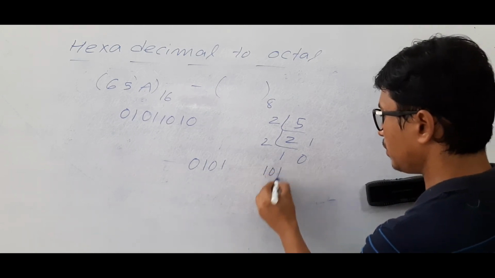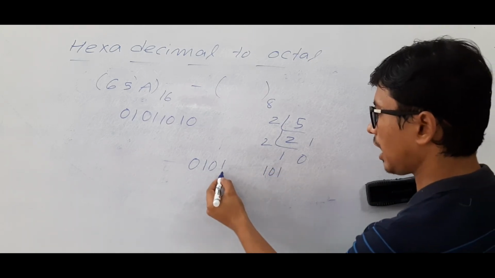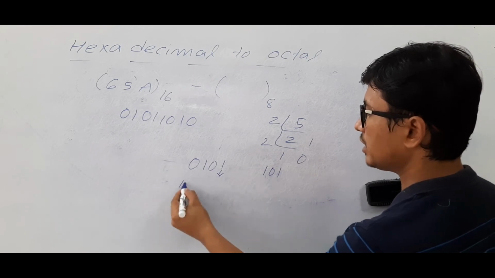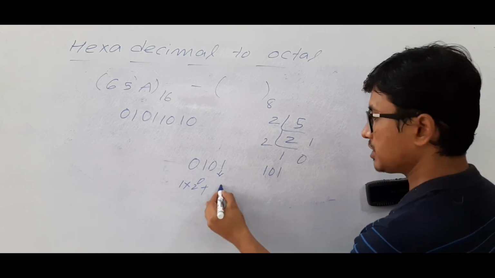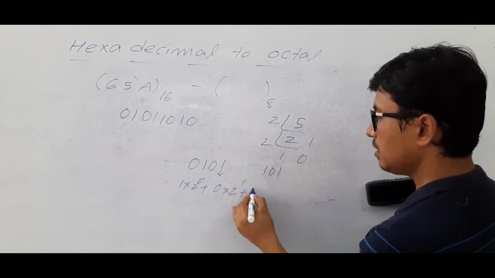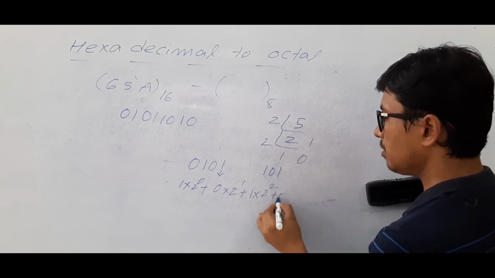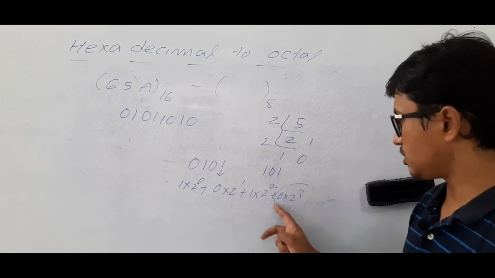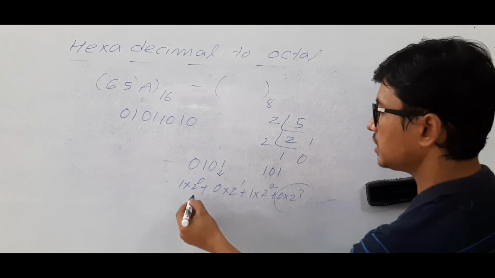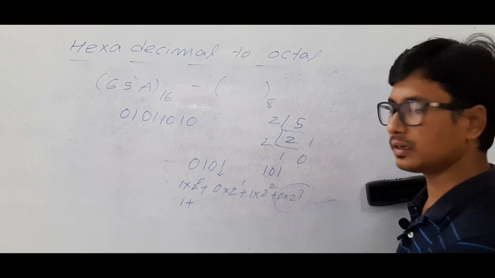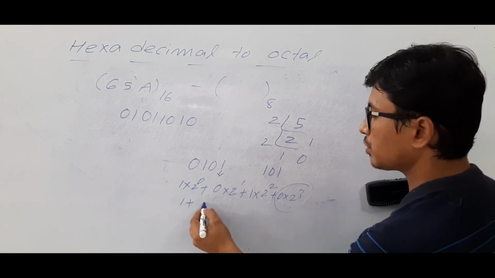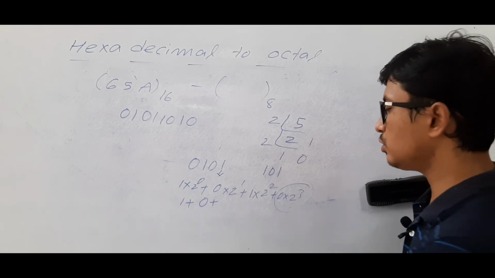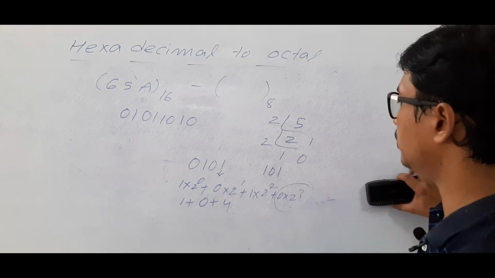Is it clear? If you write it as 0101 or 101, both are the same. If you have a doubt, you can check it. This is 1 into 2 power 0 plus 0 into 2 power 1 plus 1 into 2 power 2 plus 0 into 2 power 3. This is not creating any impact because it is 0 into 2 power 3. 1 into 2 power 0 is 1, 0 into 2 power 1 is 0, plus 1 into 2 power 2 is 4. So you will get 5 only.